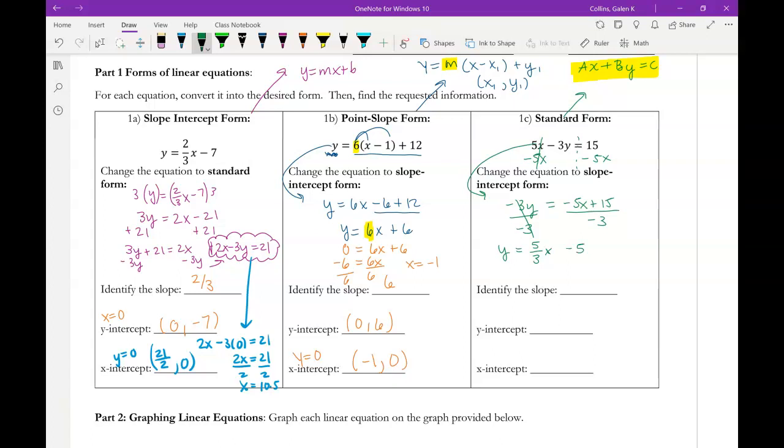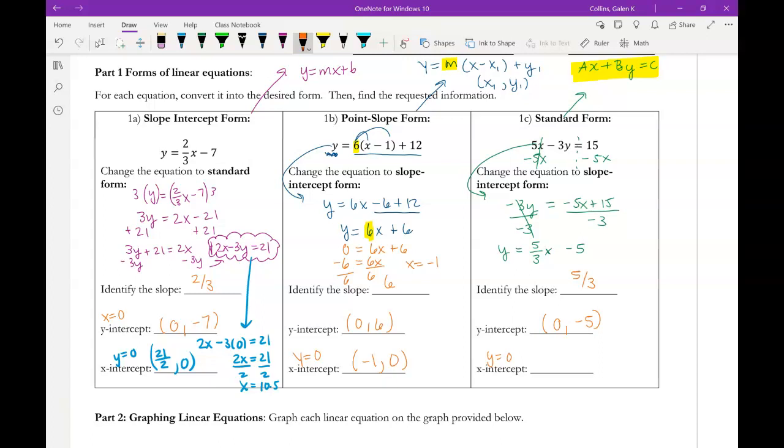So now we can see our slope. Our slope is 5/3. And our y-intercept is (0, -5). And to get our x-intercept, I need to substitute 0 for y and figure it out, right?